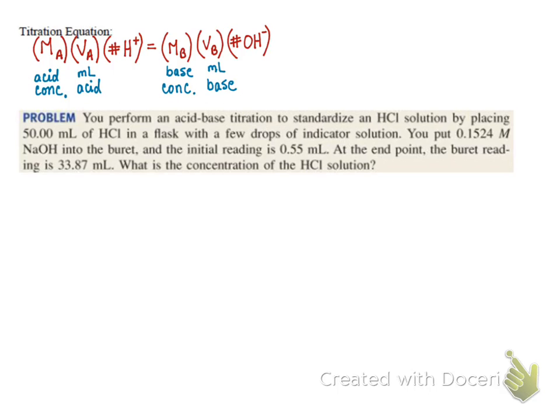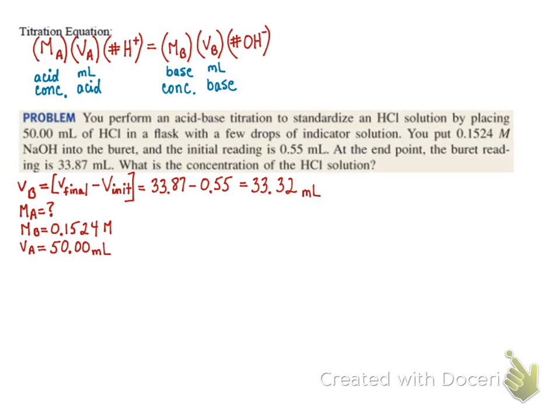It's really useful in these types of problems to make a list of the variables that you know, so you know how to use them in your equation. The first one is the volume of the base. We've got to do a little bit of math here. Because we're adding with a burette, it's going to be the final volume minus the initial. So 33.87 minus 0.55 means that we delivered 33.32 milliliters of sodium hydroxide base. So this is going to be the volume of the base.